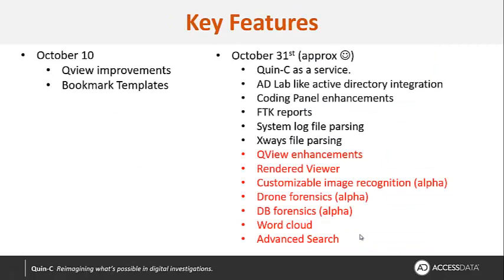So these are the key features in the last two releases, again the October 10th release and the October 31st release. In the October 10th release, we announced some key QView improvements, really relaunched QView primarily in this release. And that's the desktop viewer integrated in Quincy. And then we created bookmark templates. Those were the key features in the October release. There were also a large number of bugs, but those were the things really worth mentioning in the 10th release.